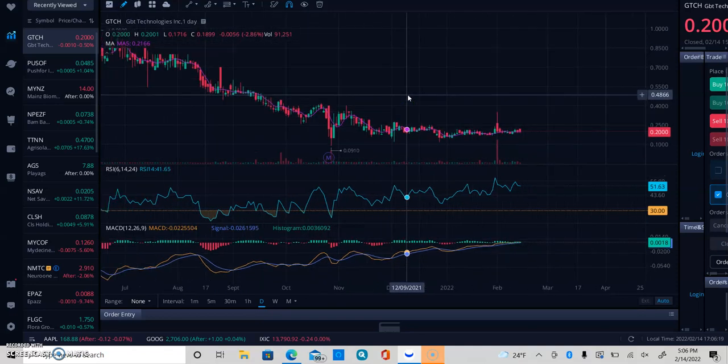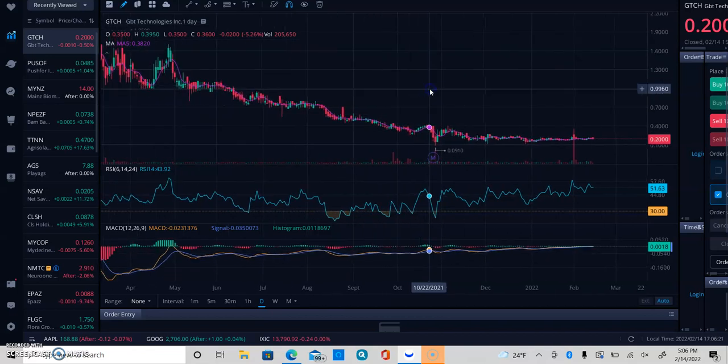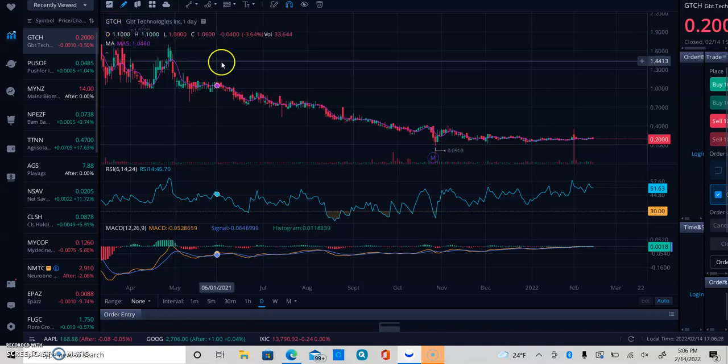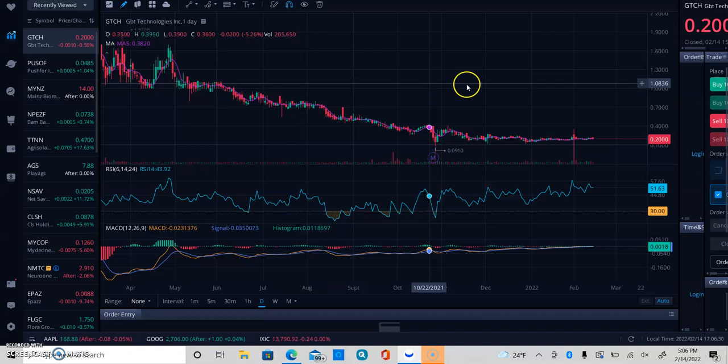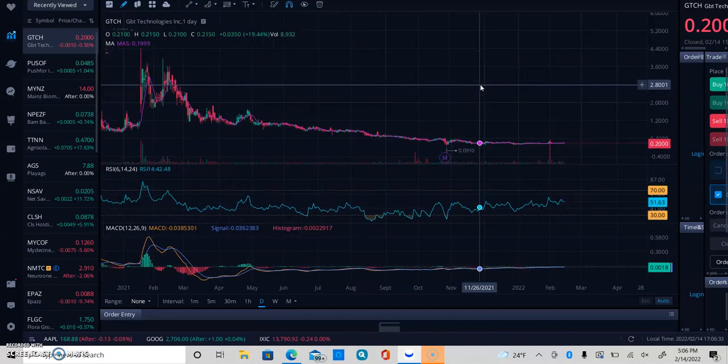In today's video, I'm going to be going over yet another very interesting company, and that company and that stock is called GBT Technologies. Ticker symbol is, as you can see in the top left, GTCH, and this is them over here on the Webull 1-day time frame. If I zoom out a little bit further, you can see the bigger picture.